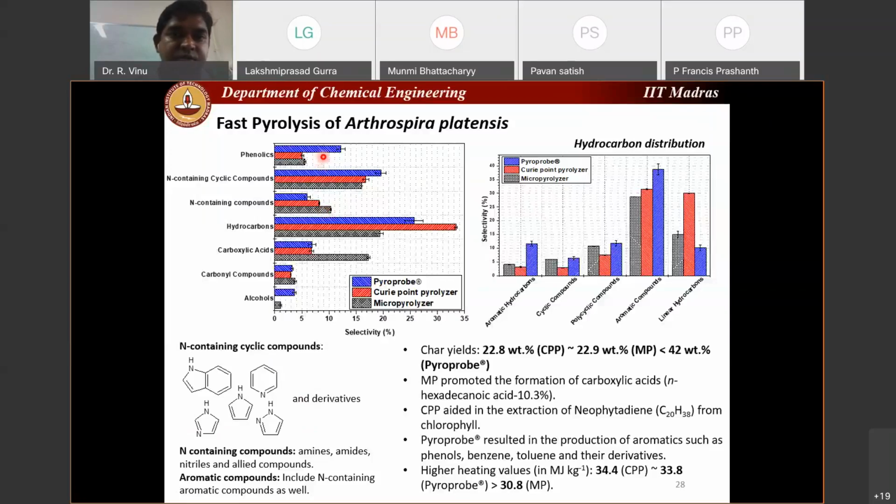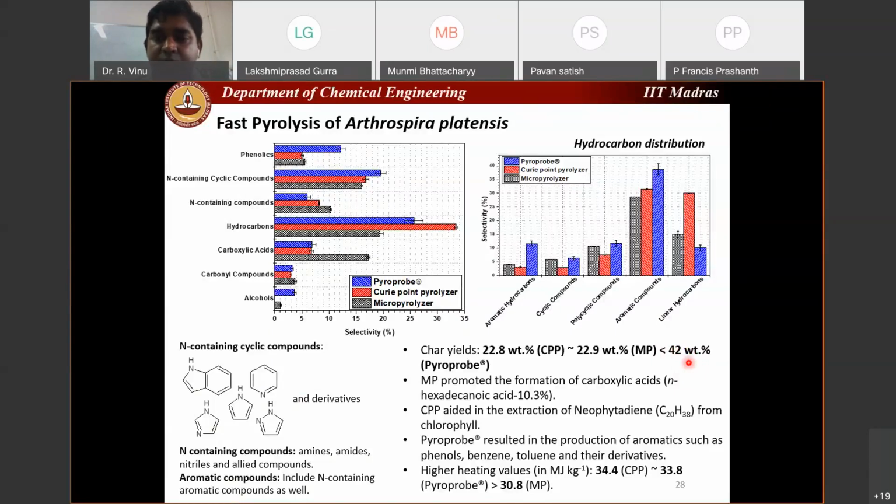Okay, and what you see from a pyroprobe is the significant production of phenolics and cyclic nitrogen compounds. So these are typically the secondary decomposition products of any biomass or any component. This is also evident from the char yields. You can see that in a pyroprobe we get significantly high char yields. Again, char yield is an indicator of secondary decomposition. As I said in my initial slide, secondary decomposition can lead to the formation of more solid residue, and that is evident from the pyroprobe result.